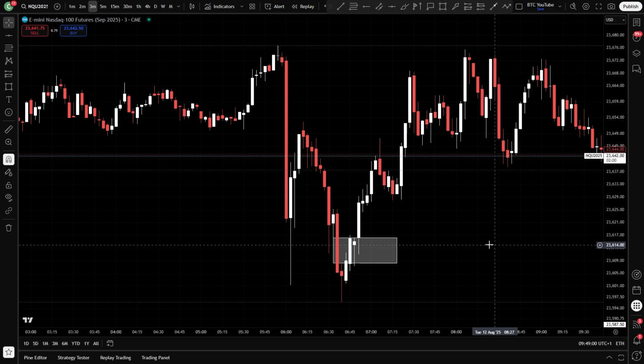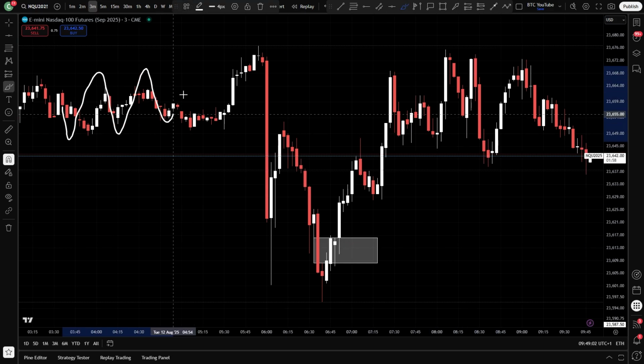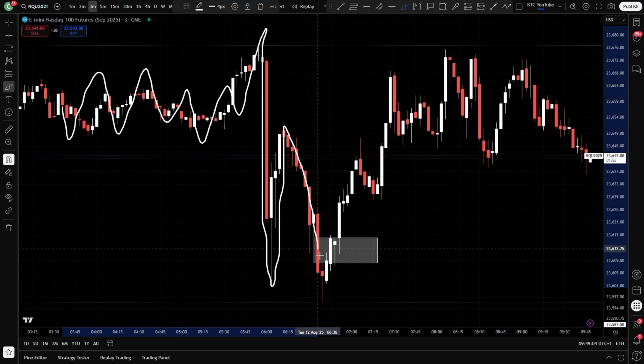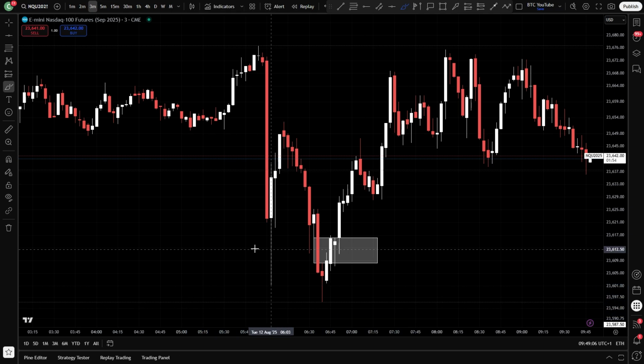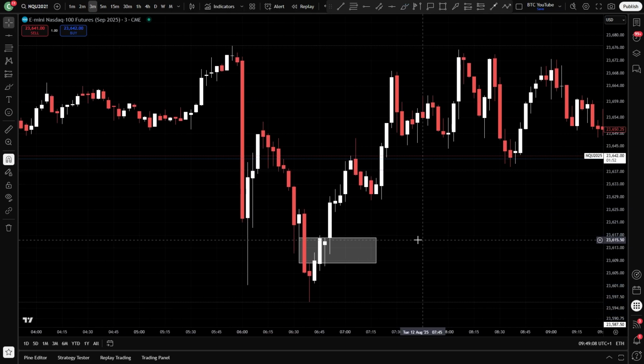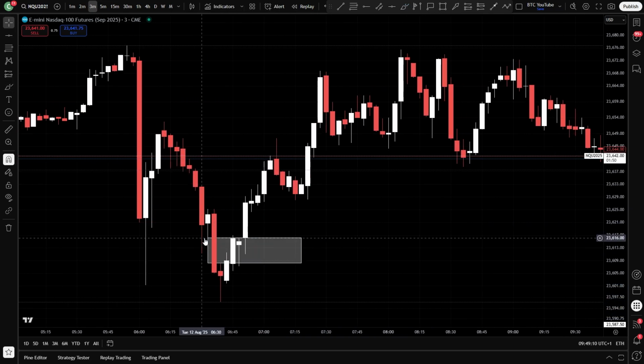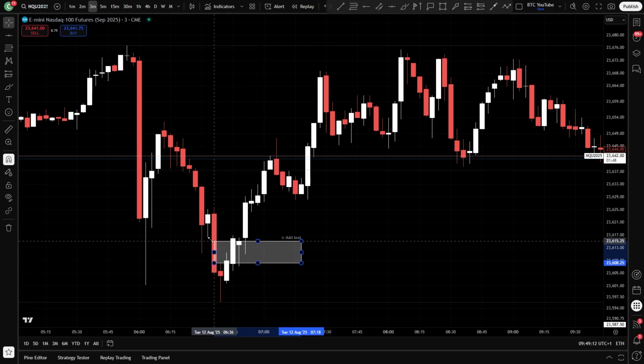This is what we're looking for, and you can see pretty much a perfect example: accumulation, manipulation. We get the manipulation leg to sweep out the low again before reversing. You can see here, this is a really, really nice trade. We didn't actually get the close here, which is annoying.